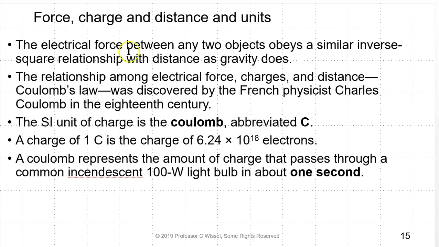They're inverse square laws. The electrical force between any two objects obeys a similar inverse square relationship with distance as gravity does. The relationship among electrical force, charges, and distance, Coulomb's law, was discovered by French physicist Charles Coulomb in the 18th century. The SI unit of charge is the Coulomb, abbreviated with a capital C. A charge of 1 Coulomb is a charge of 6.24 times 10 to the 18th electrons. Now, to get an idea of the scale of that, a Coulomb represents the amount of charge that passes through a common incandescent 100-watt light bulb in about 1 second. It's actually, since a 100-watt light bulb, I think, draws 0.83 amps, it'd be about 1.2 seconds.